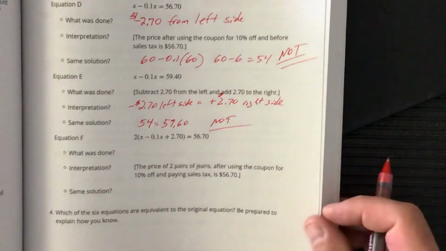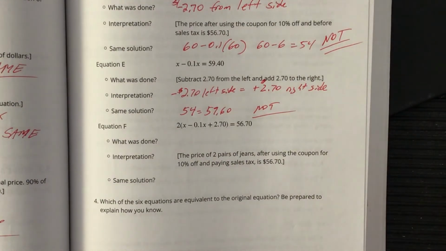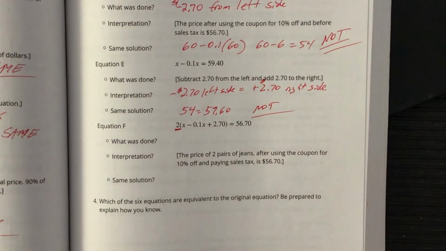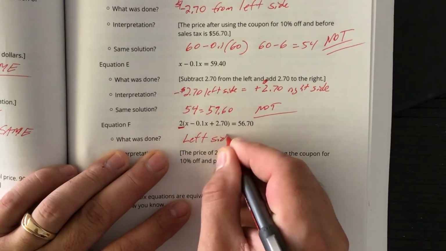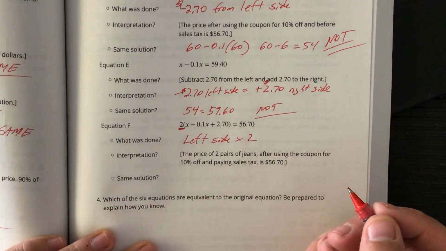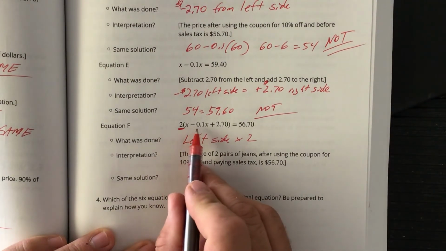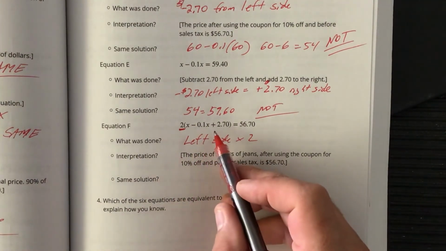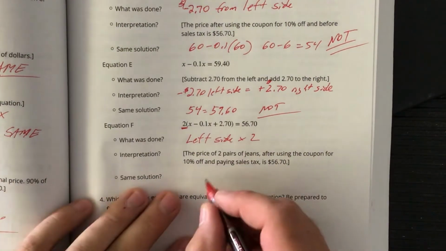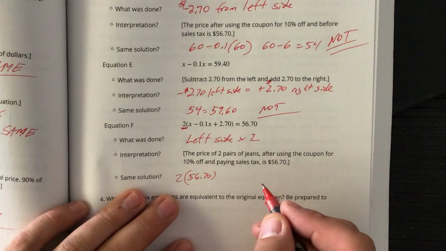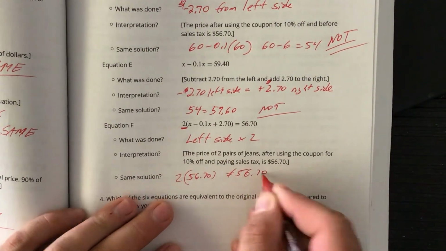Okay, what are they showing on the next step? Everything in the parentheses is taking times 2. Yeah, so they're taking the left side times 2. What are they doing to the right side? So you think that one's gonna work? Left side times 2. So you're gonna get 60 minus 6, 54, plus 270, 5670. So you get 5670 on the left side, but then it's times 2, which obviously doesn't equal 5670 on the right.